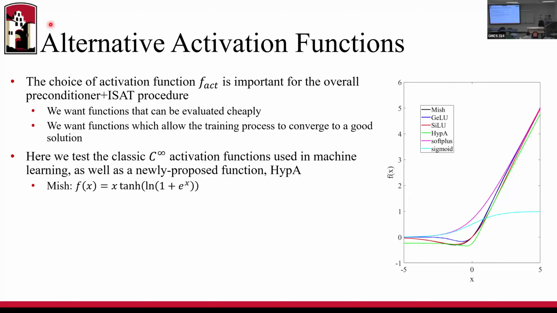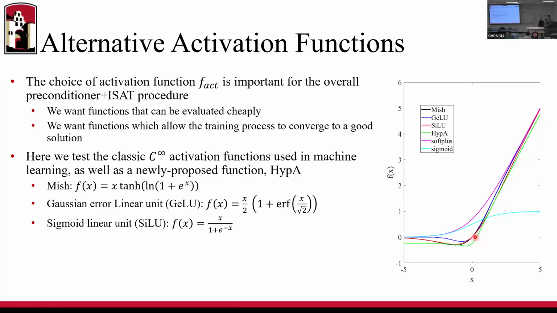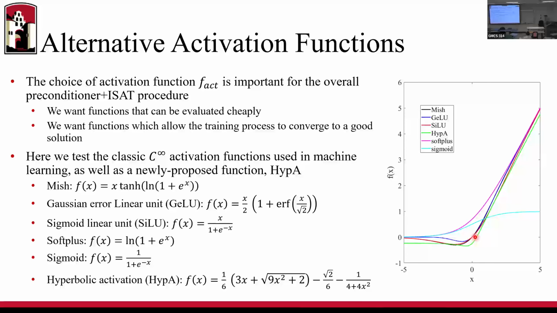Okay, so we have Mish. It looks like this, and here they're all plotted. So Mish is this black one, and Mish turns out to be the one that performs best. Then we have the Gaussian error linear unit. That's going to be this blue one. We have the sigmoid linear unit. We have the soft plus. We have the sigmoid, and then finally we have my baby, which doesn't turn out to work that well.